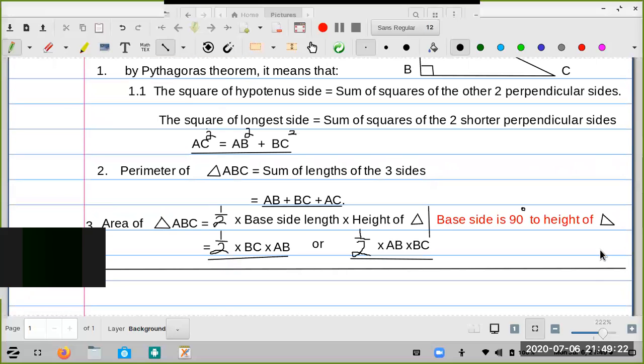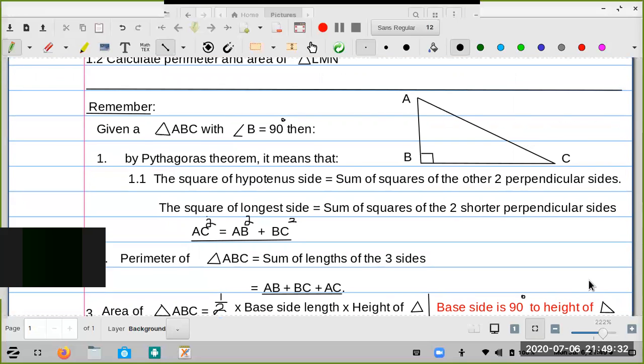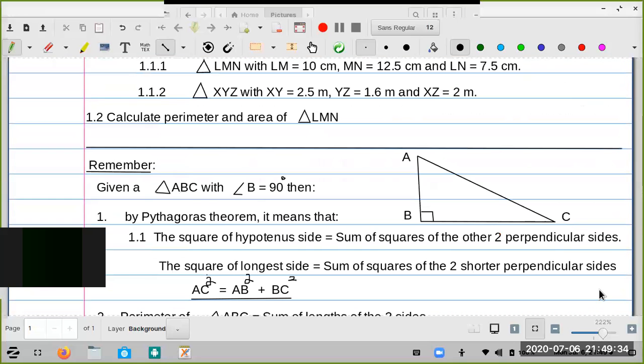So these formulas are very, very important. We shall be using them in our future problems, right? Now, let us go back to question 1.1.1.